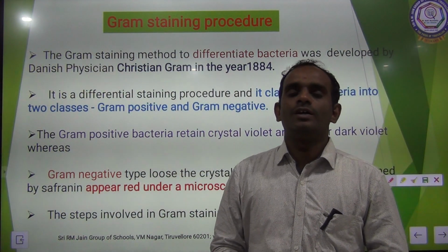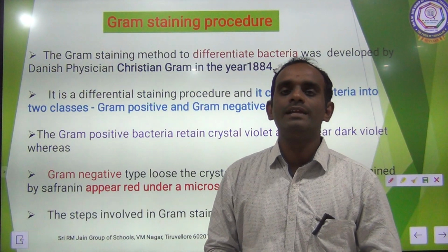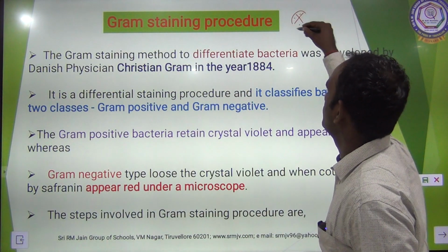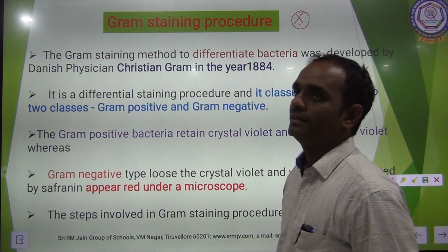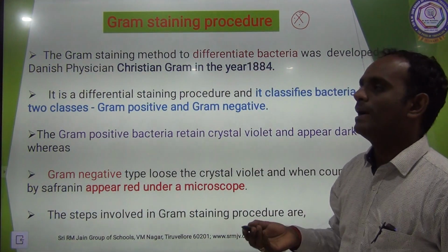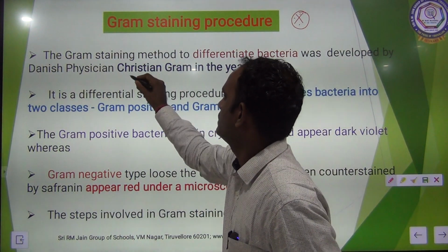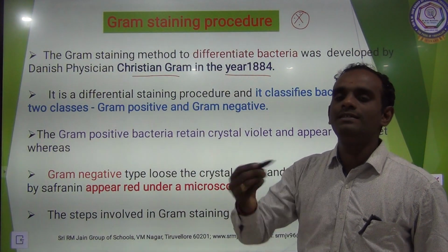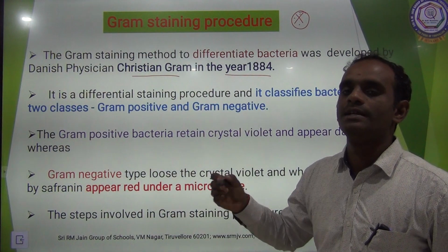Today, we are going to discuss a very interesting topic, children: the gram staining procedure. And this is a very important one. The gram staining method, a procedure used to differentiate bacteria, was developed by a scientist, Christian Gram, in the year 1884. Why are we doing this gram staining procedure?